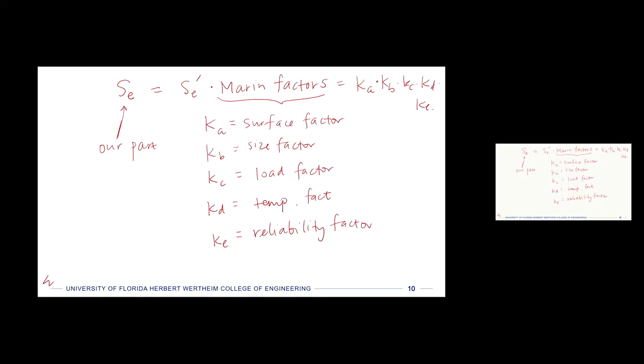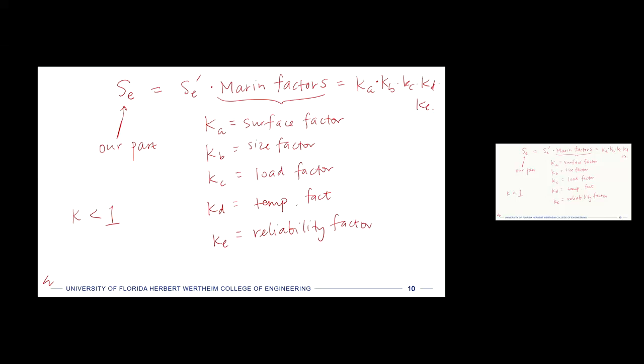But in reality, we have all of these different things that change between that ideal test and our test. So all of these factors are less than 1. And so what they do is they reduce the endurance limit. Okay. And some of them can reduce the endurance limit significantly.